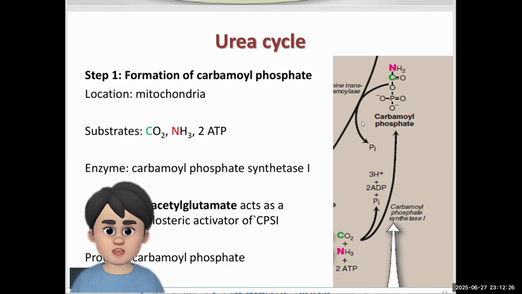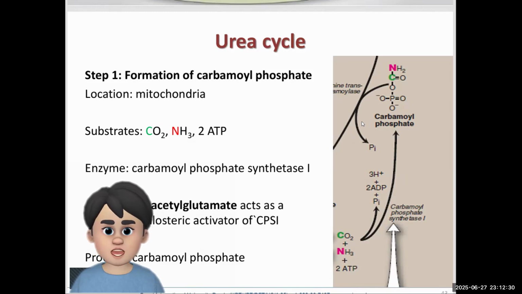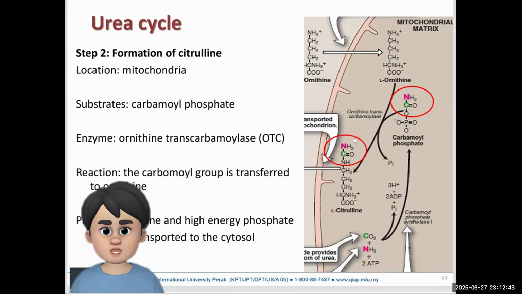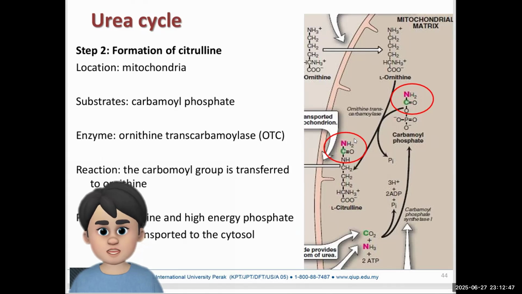Enzyme, carbamoyl phosphate synthetase. Activator, N-acetyl glutamate, acts as a positive allosteric activator of CPS1. Product is carbamoyl phosphate. Now the second part, formation of citrulline.